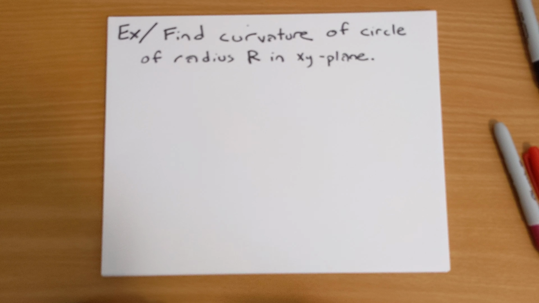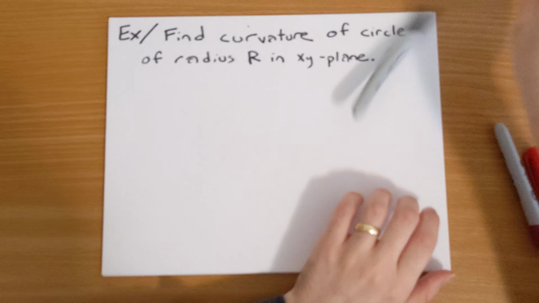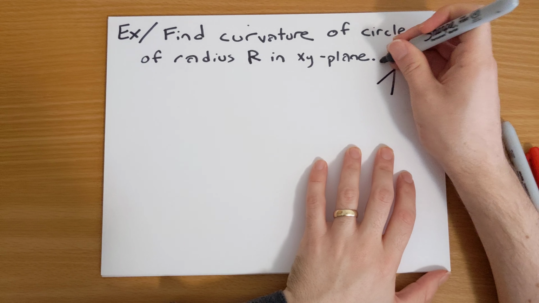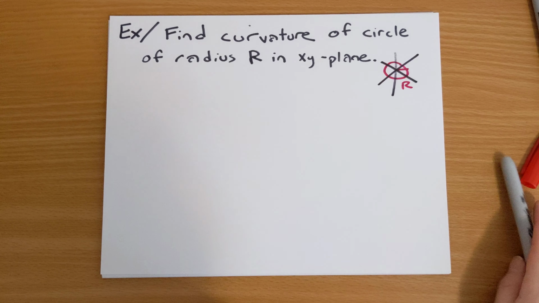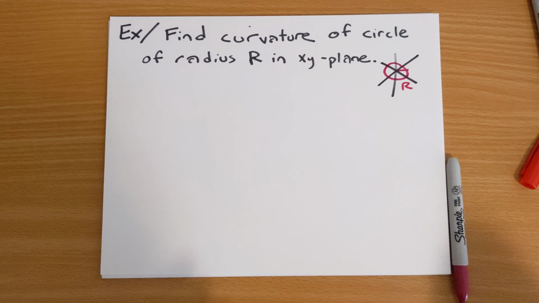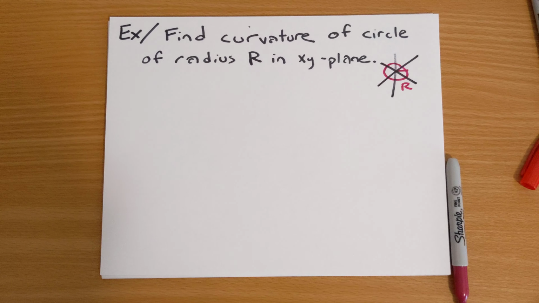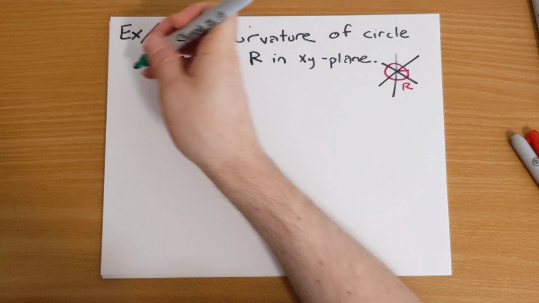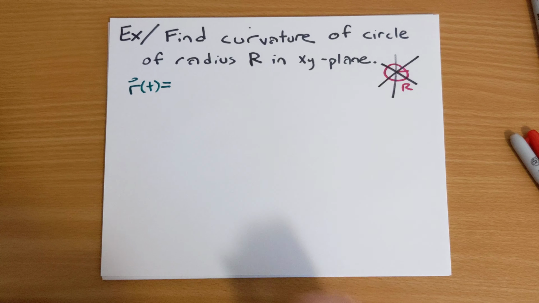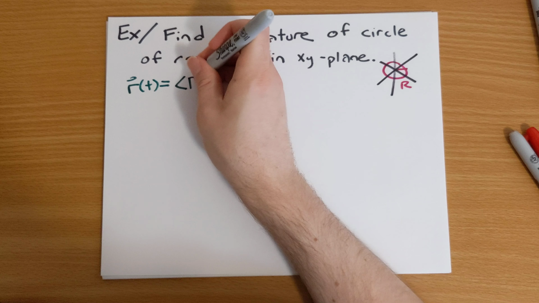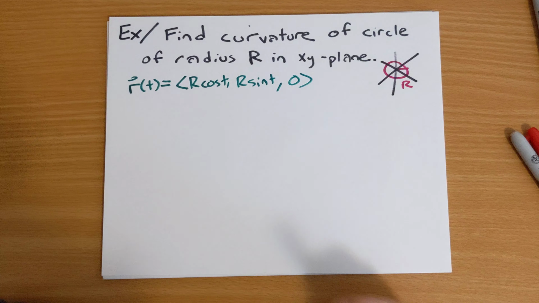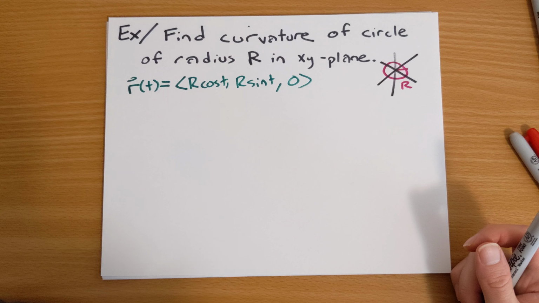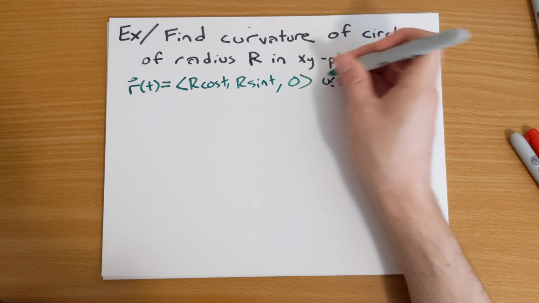So let's crunch this out in one particular example. Find the curvature of a circle of radius r in the xy plane. So here is a circle of radius r in the xy plane. We want to parameterize this with an r of t and then apply our curvature formula and see what happens. So r of t is going to be, we can parameterize with big R cosine t, big R sine t, and 0. This is in the xy plane, when z is equal to 0. Of course, t runs from 0 to 2 pi.